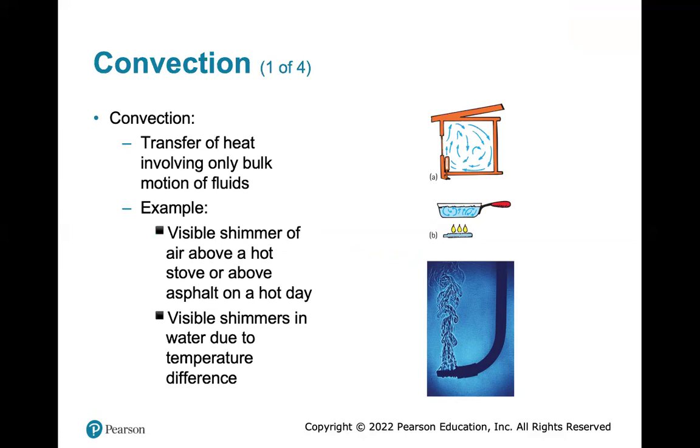An example is the visible shimmer of air above a hot stove or above asphalt on a hot day. Visible shimmers in water due to temperature difference. When I boil eggs, I don't like to put the eggs in until it's fully boiling. So I peek in and just before it gets to boiling, I can see almost swirls in the water, and that comes from convection currents in the heating water and differences in hot and cold. It doesn't have a uniform temperature yet. It's still rising and getting to a boiling point.